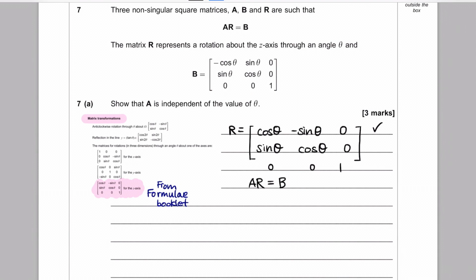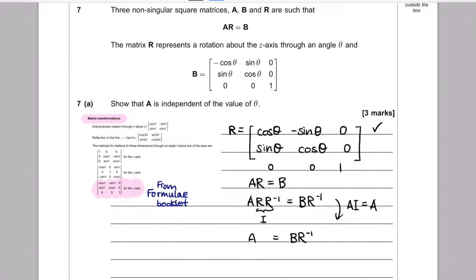We want to find A, so we're going to multiply the inverse of R to both sides like this. As R multiplied by its inverse becomes an identity matrix, which is the same as 1 in the scalar, A times I is equal to A, because A times I is itself. That's the definition of the identity matrix. So the left-hand side becomes A, and the right-hand side is still B times R inverse.